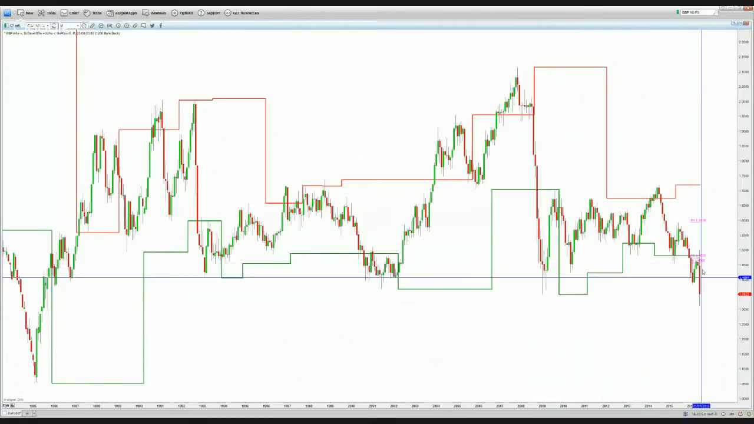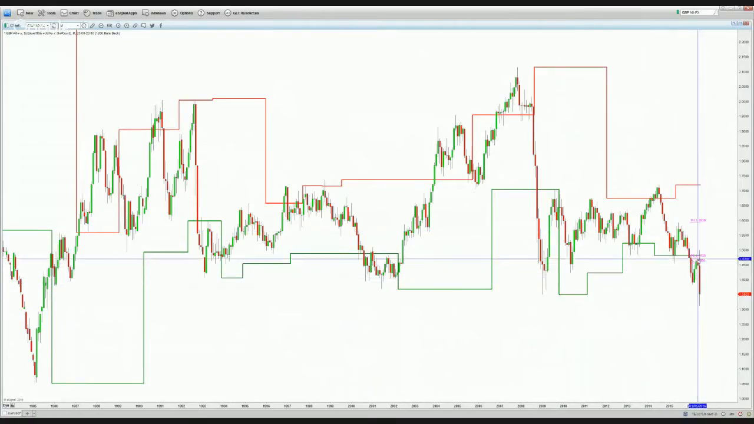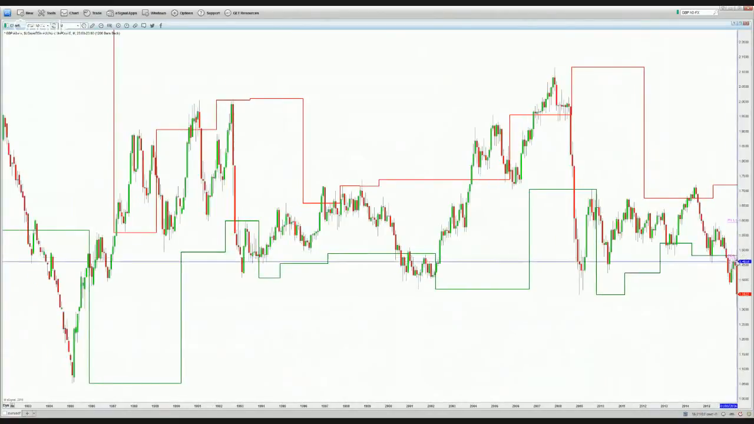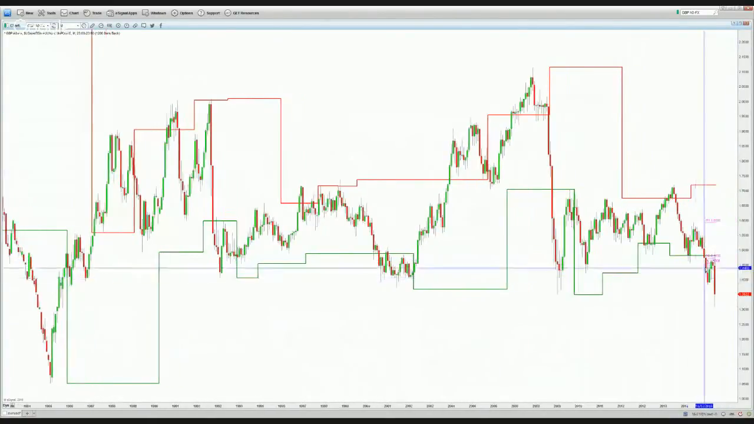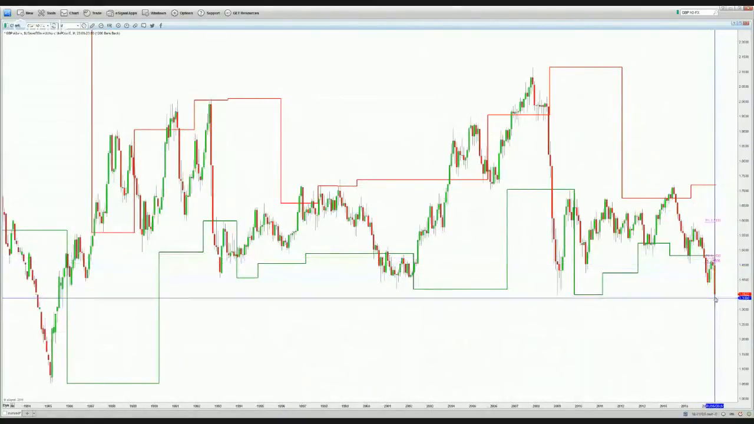So let's have a look at the pound dollar. If we cast our minds back to last week, the pound dollar was up here inside these pink line areas, which were acting as a resistance zone. And since then, bang, we've had a move to the downside.